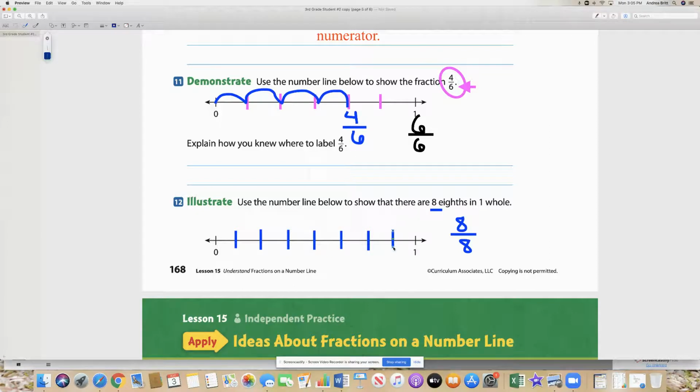Okay, let me check my magic here. 1/8, 2/8, 3/8, 4/8, 5/8, 6/8, 7/8, 8/8. Is 8/8 at 1? Yes, and the numerator and the denominator are the same, so that means I am at 1. Perfect.